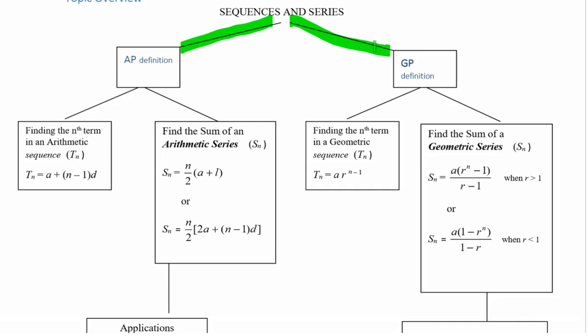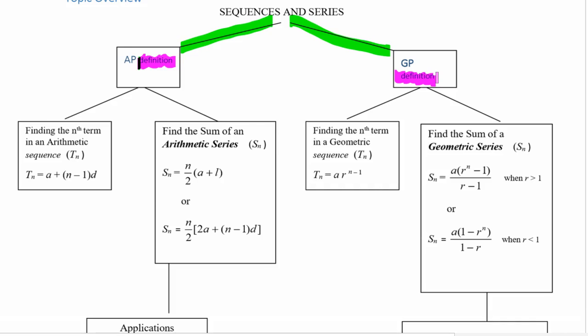So it's really important that you learn the definition for an AP and the definition for a GP, because that will be your first step. When you see a string or a pattern of numbers, or letters, you'll be expected to identify it as being either an AP or a GP.